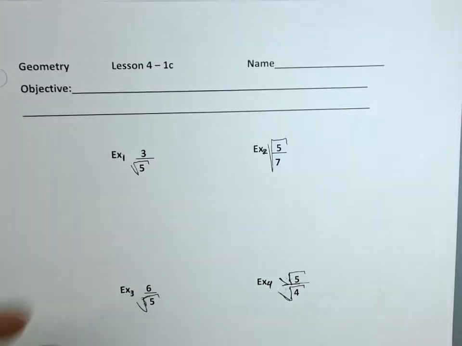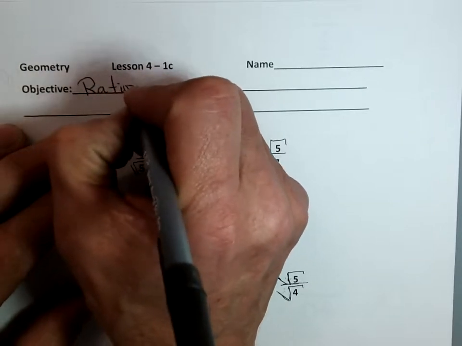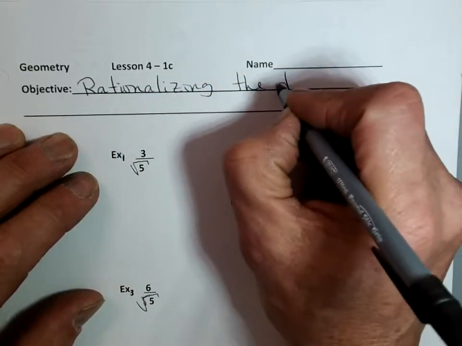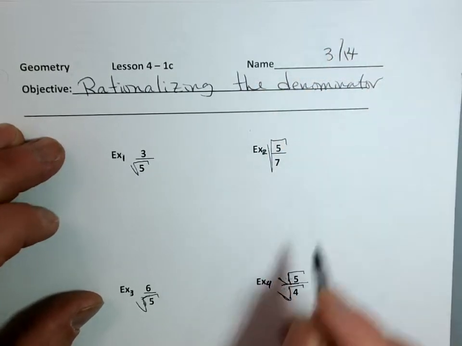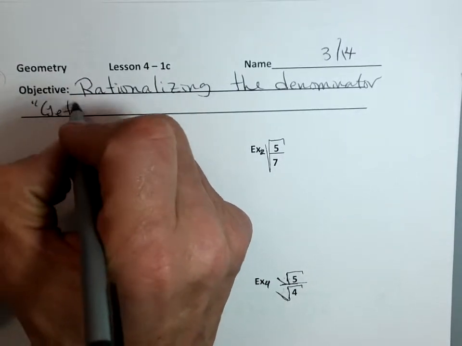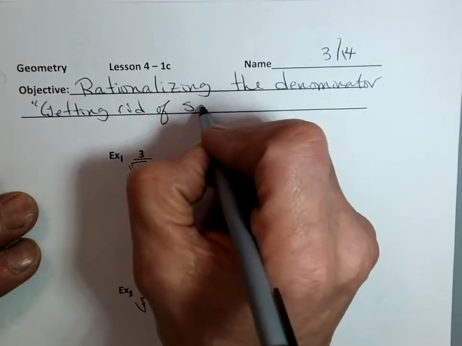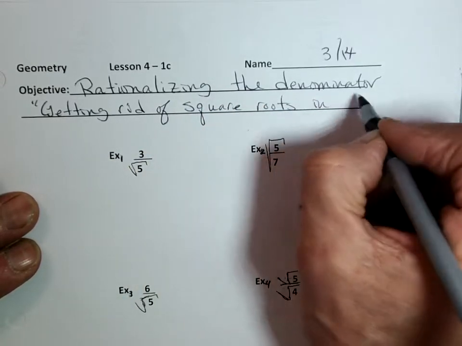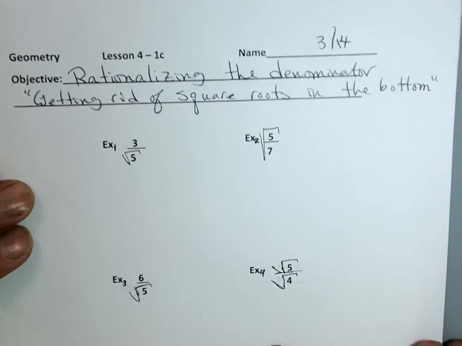Here we go. So today what we're talking about is rationalizing. Write this down. Rationalizing the denominator. What in the heck does that mean? In English, it means getting rid of square roots in the bottom. Okay, that's pretty much just non-math words.